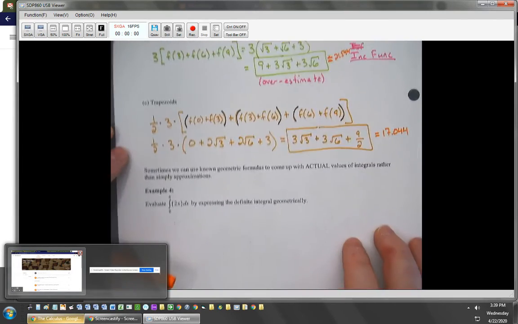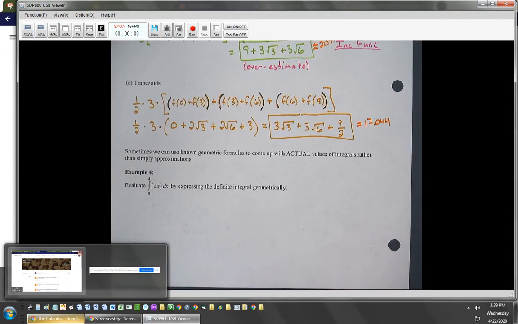All right, let's see if you can do the same thing now with a much simpler graph. Give it a try. Pause, go get them. All right, let's see how you did. You should have made a sketch.